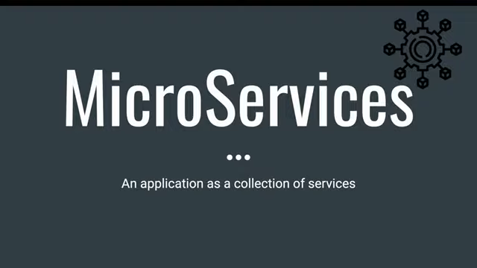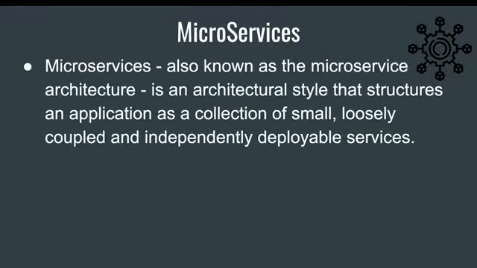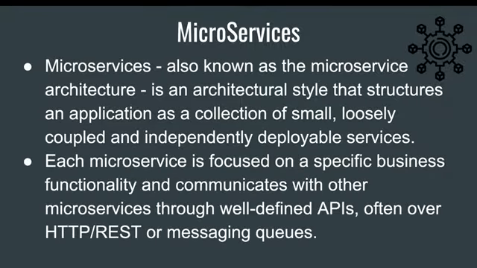Before I jump into these examples, I would like to discuss what microservices are. It's known as microservices architecture. It is an architectural style that structures an application as a collection of small, loosely coupled, independently deployable services. Each microservice is focused on specific business functionality and can communicate with other microservices through well-defined APIs, often over HTTP REST or messaging queues.